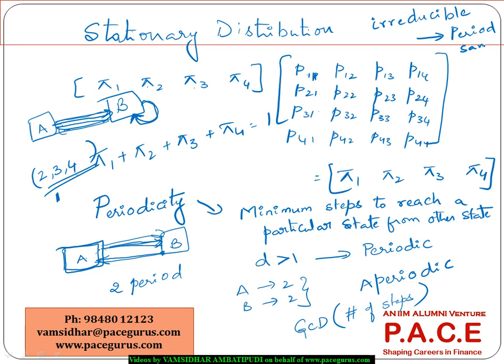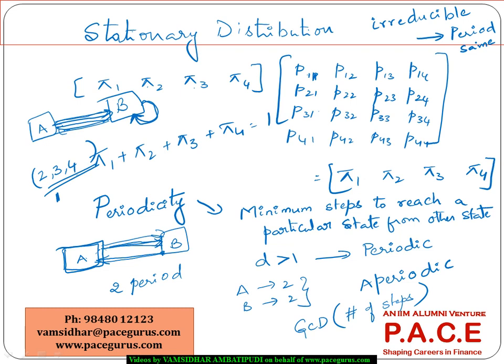If the chain is irreducible, then the period is the same. So I don't need to check for B, C, D again. If every state can be reached from every other state, we say that it is irreducible. And if it is irreducible, then the period is going to be the same for all of them. So for the entire chain, the period is going to be the same.